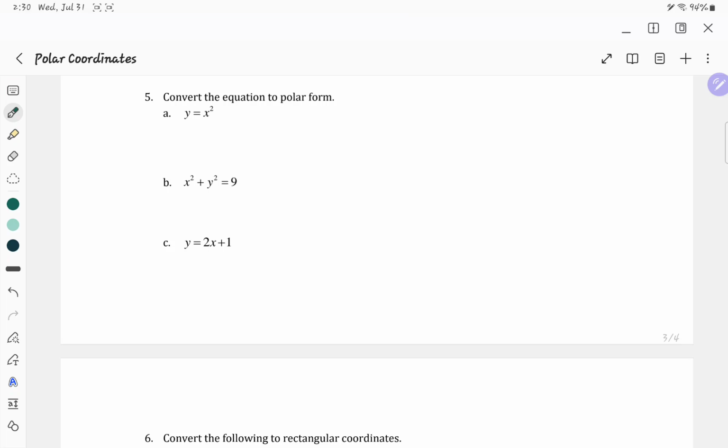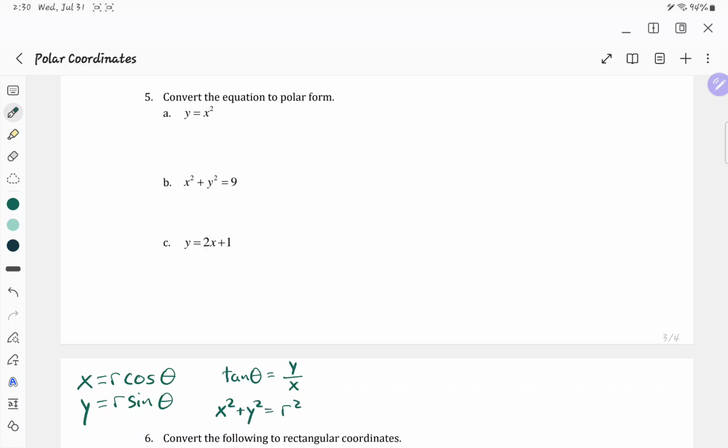Just as a reminder, I'm going to write these up down here. We have these equations: x is r cosine theta, and y is r sine theta. And then we also have the tangent: tangent theta is y over x. And we also have the Pythagorean: x squared plus y squared is r squared.